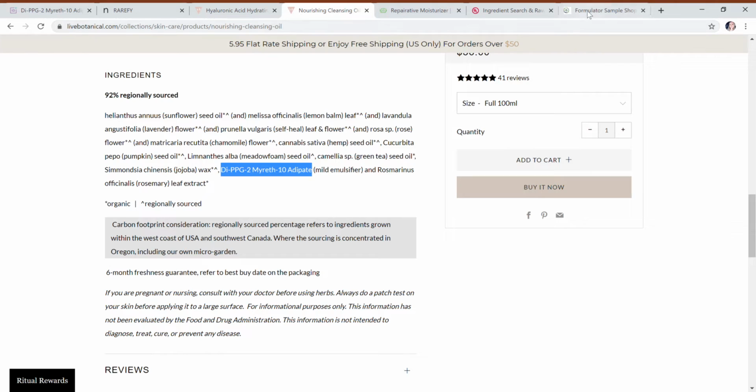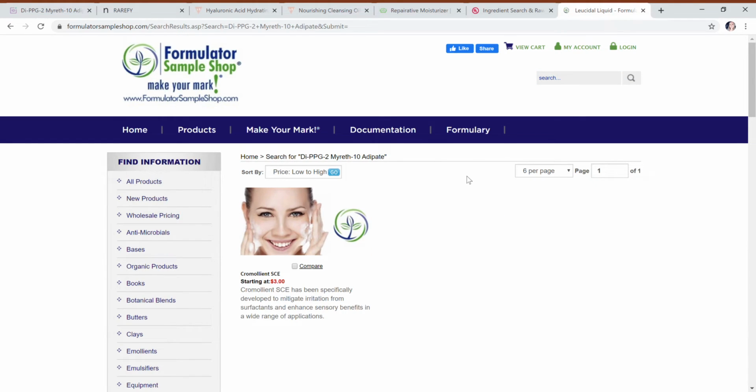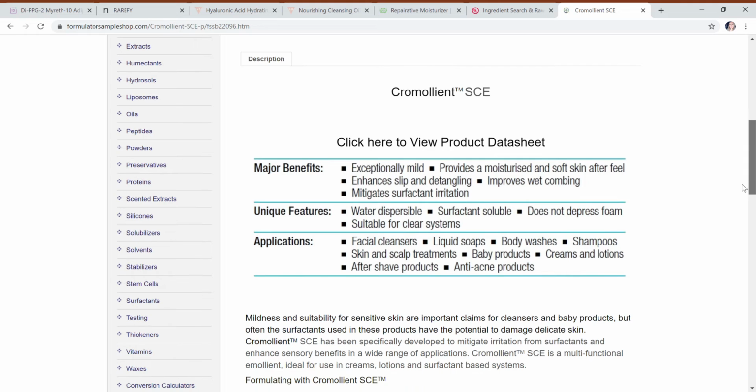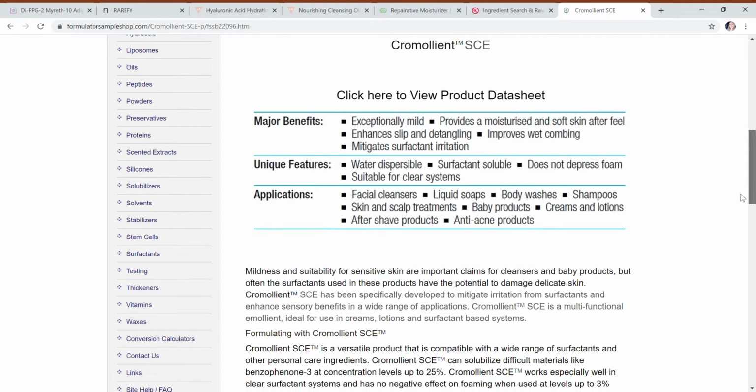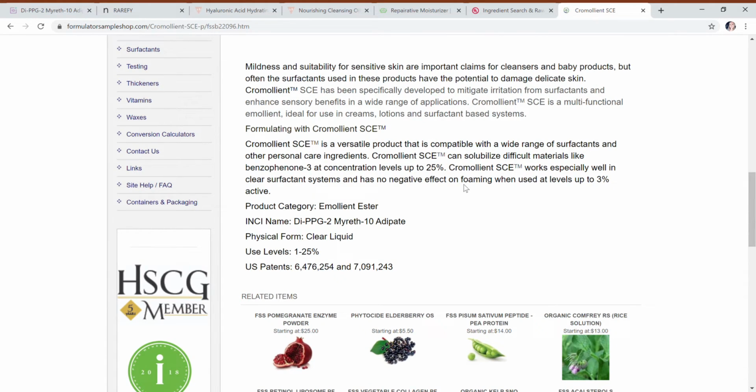that include this product. We're going to go over to this website called Formulator Sample Shop. This is a site where you can purchase skincare ingredients. And we're going to look up just to see a little bit more information about this. So here's listed as Chromollient SCE. And we can scroll down and we can have more information here about what it does, what products you can use this ingredient in, and the usage rate. So the use level is between 1 to 25%.